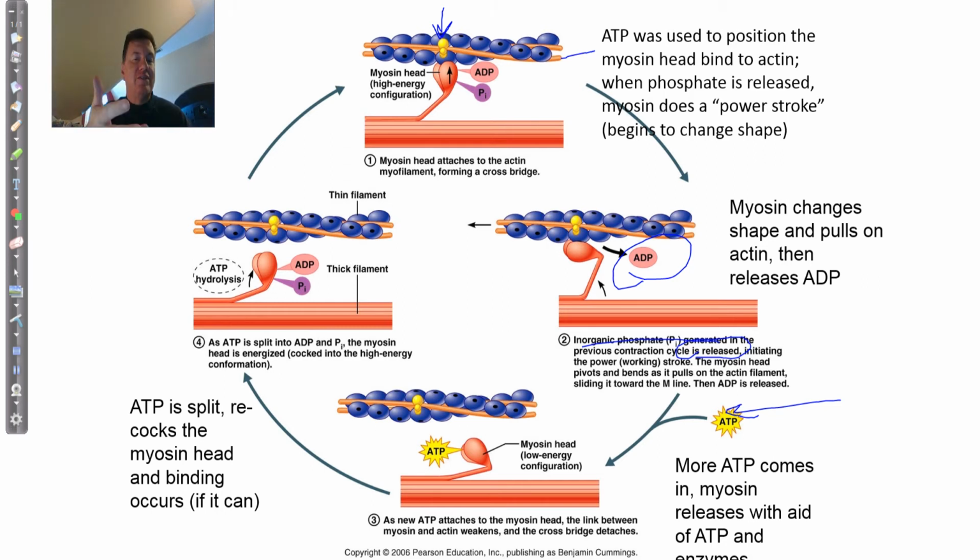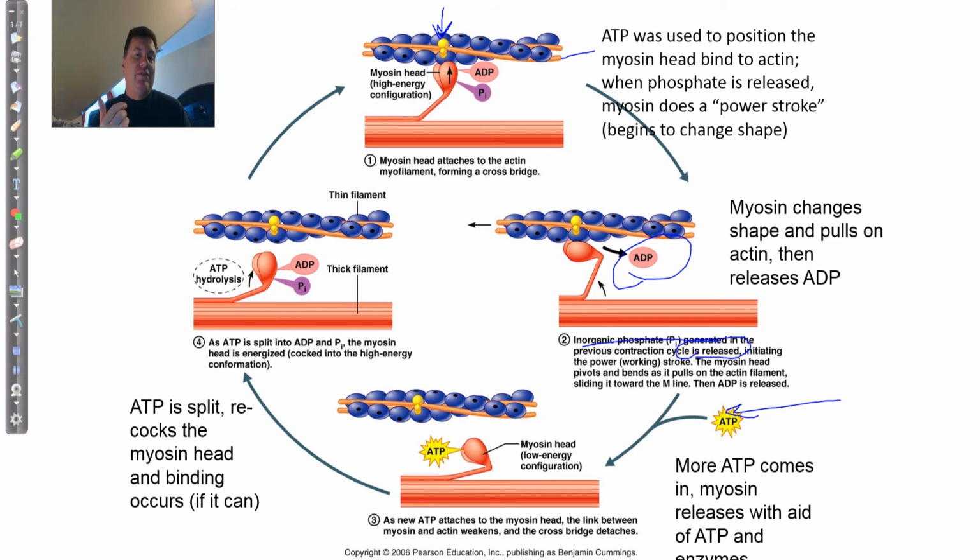And as long as calcium is available, and as long as ATP is available, we can keep the cycle going of changing shape, causing the pulling action to occur. Then ATP comes in, we release, reconfigure, change shape, release, reconfigure, change shape, etc. So this is the action we associate with a muscle contraction.